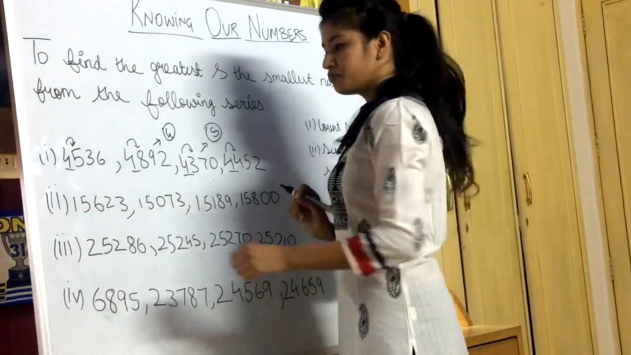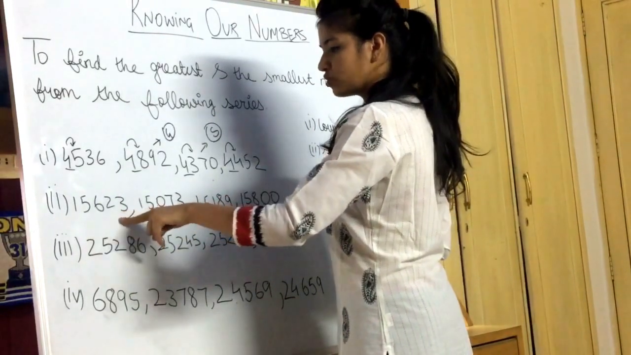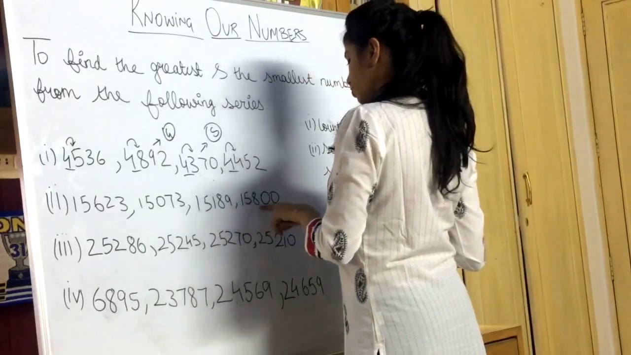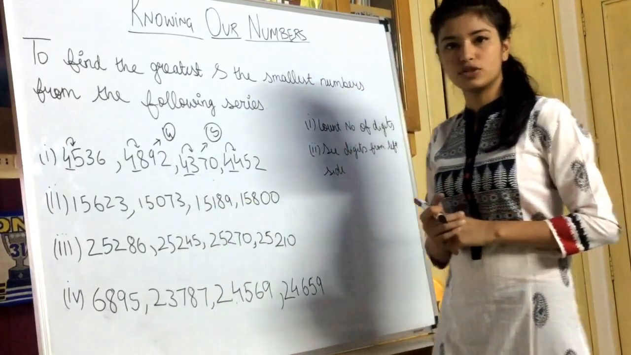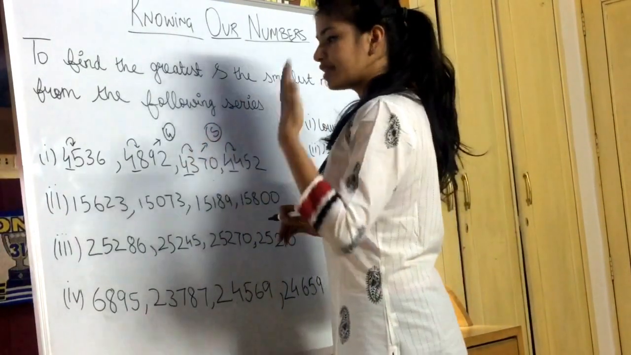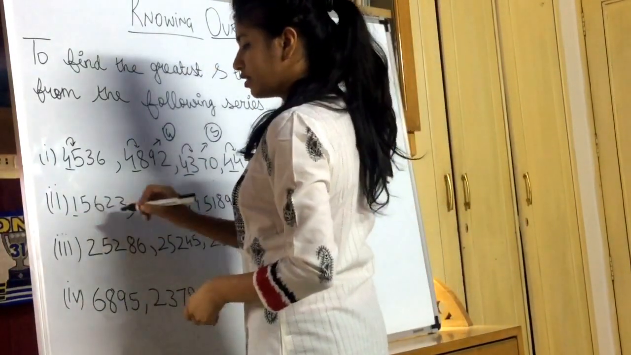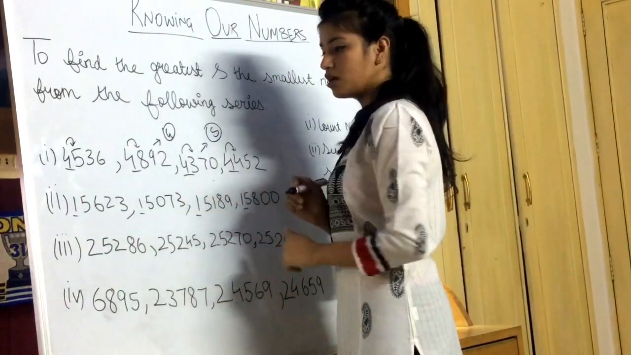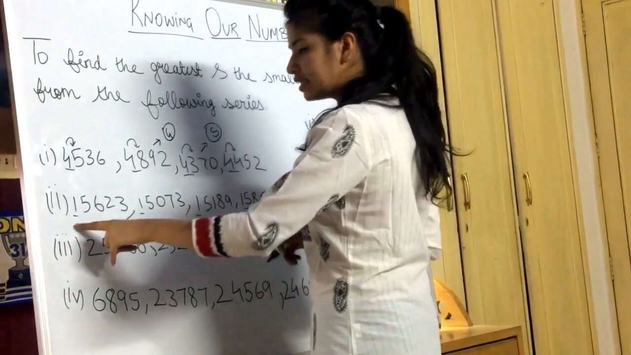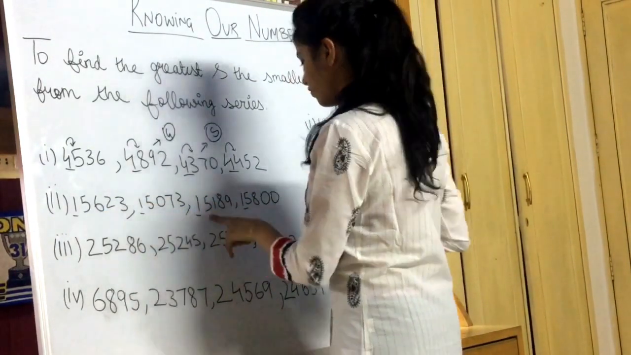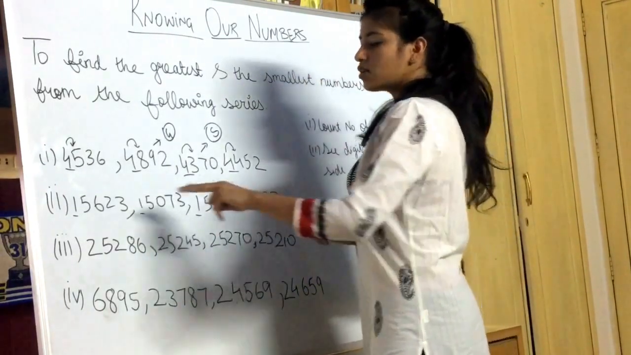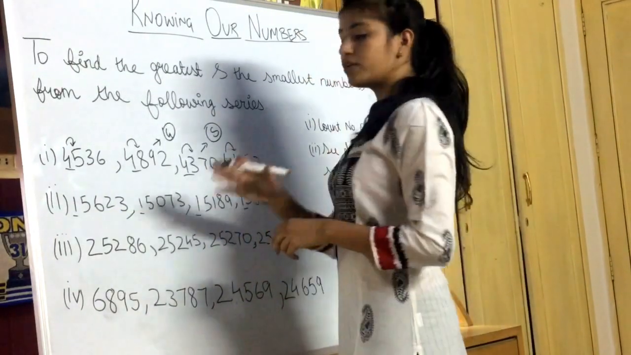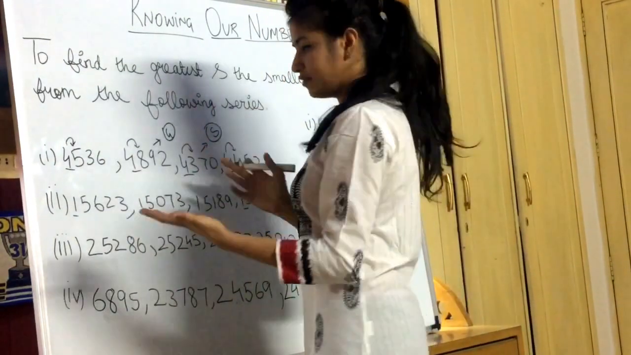Now let's do this question. We have 5 digits in each number: 1, 2, 3, 4, 5. Since all of these are 5 digits, we see the leftmost digits of the number, the extreme left digits. It's 1, 1, 1, 1 for all 4 numbers. So we move on to the next digit. When we see the next digit, it's 5, 5, 5 and 5 in all the cases. Since in all numbers the first 2 digits are the same, we move on to the third digit from the left hand side.